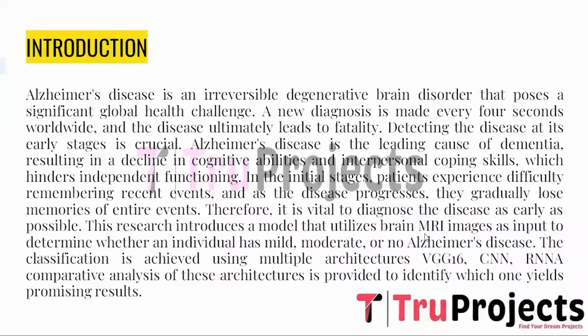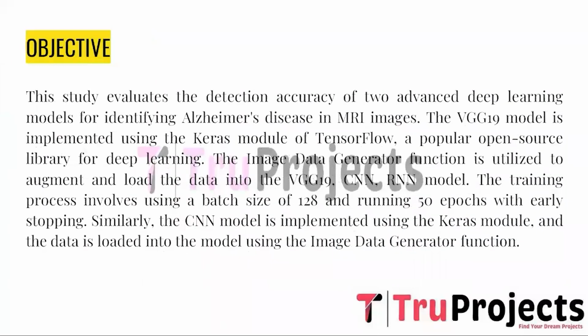This research introduced a model that utilized brain MRI images to classify individuals into mild, moderate, or no Alzheimer's disease. Multiple architectures, including CNN, VGG16, and RNN, are comparatively analyzed to identify the most promising approach. This research assesses the detection accuracy of the advanced learning models for Alzheimer disease identification in MRI images.